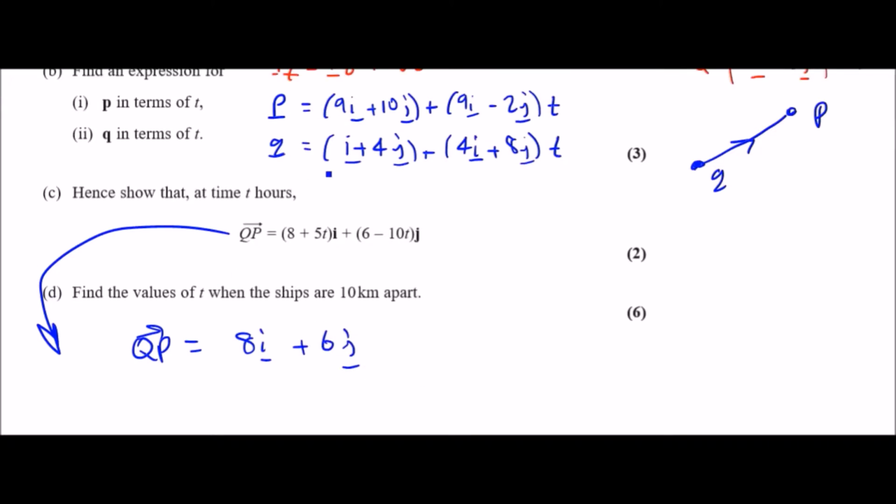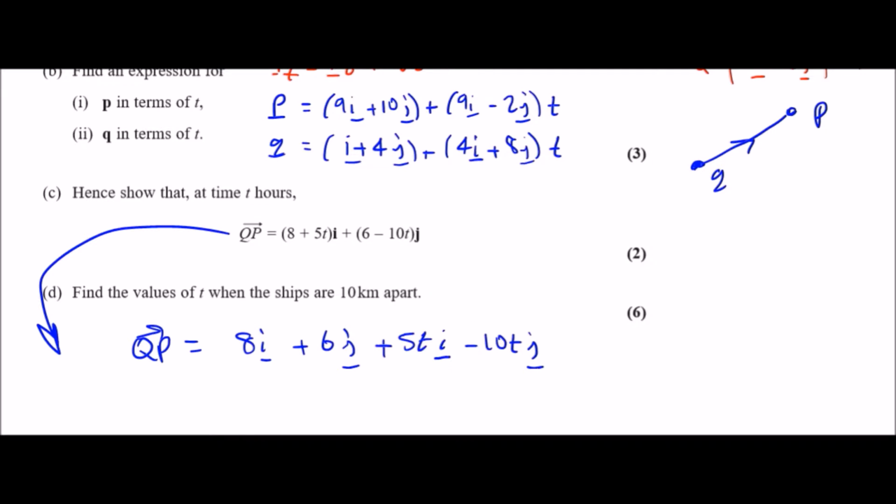Now in terms of t, 9it take away 4it will give us 5it. So plus 5it. Actually, I should write 5ti, makes more sense. And then minus 2 take away 8 will give us minus 10tj.